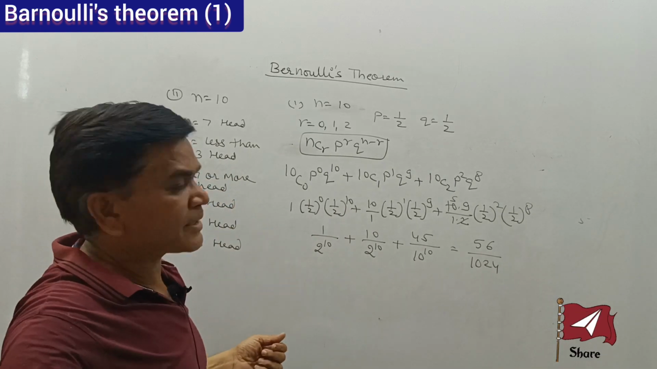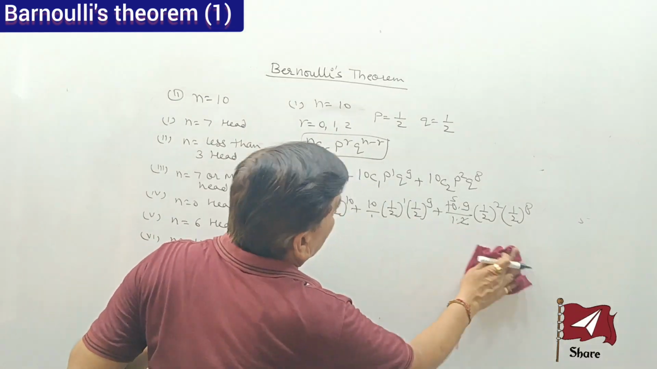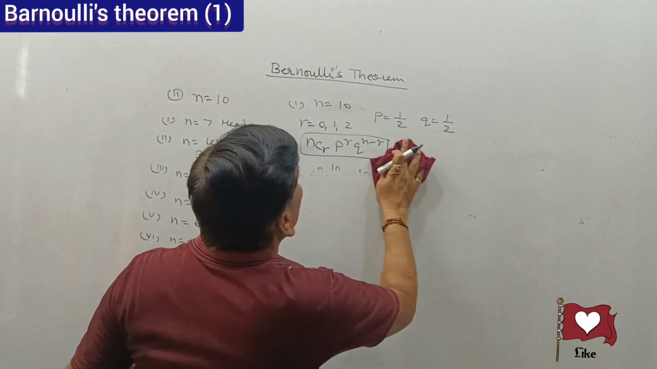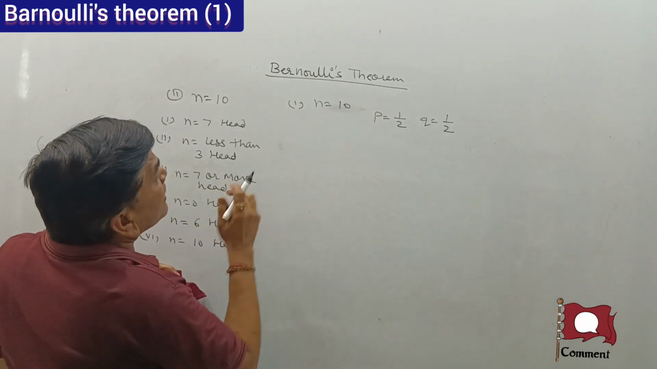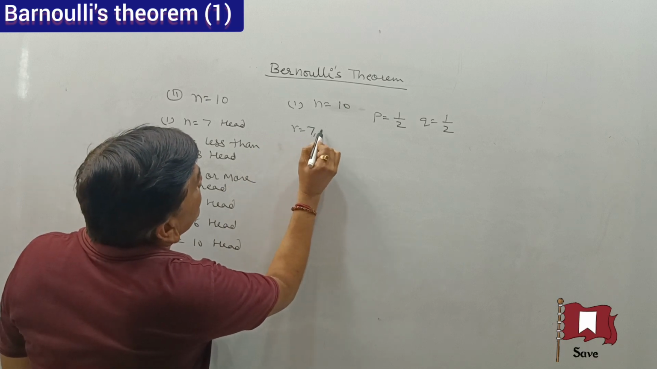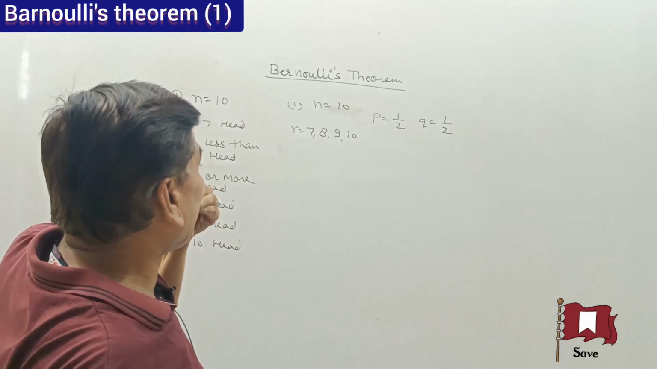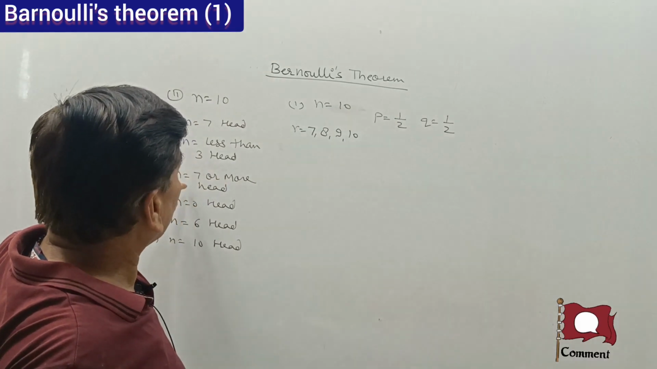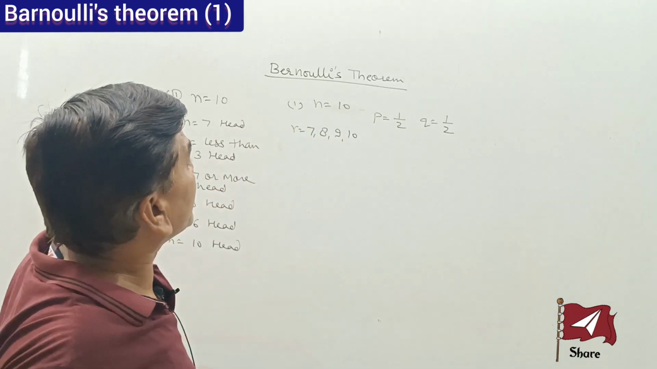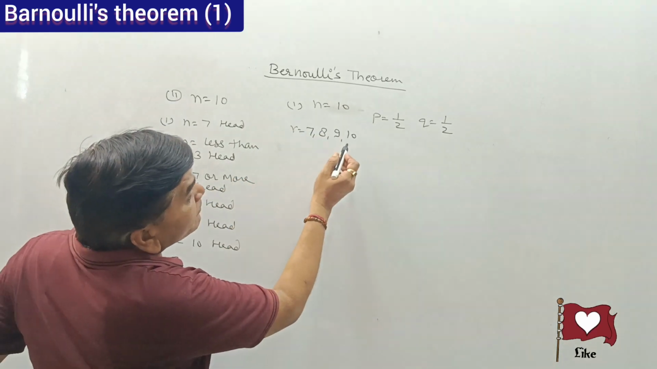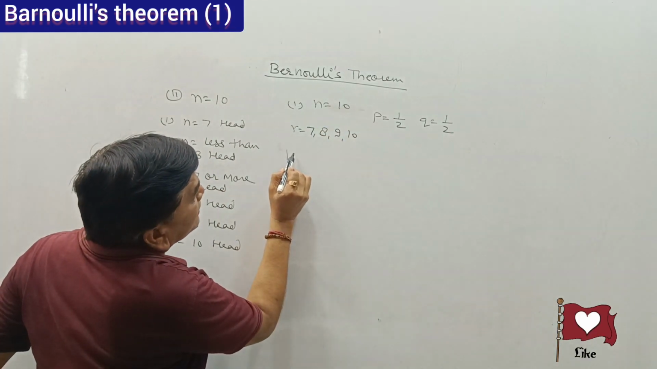Okay, so the next question is to calculate 7 or more heads. It means R is 7, 8, 9 and 10. The value of R is 7 or more heads, so 7, maybe 8, maybe 9 and maybe 10. More than 10 is not possible because the total number of events is 10. So that will be 10.